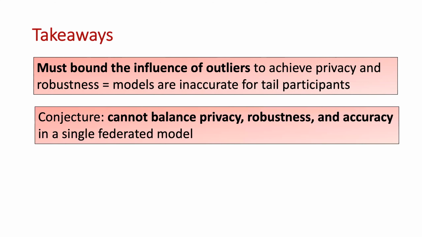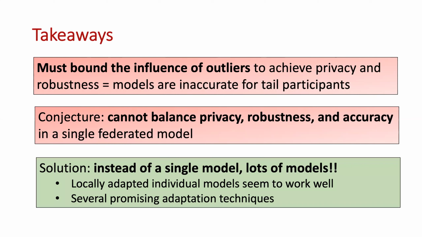The second thing that follows from this, and I'll call it a conjecture because I don't have a proof of this, is that in a single federated model, you will not be able to balance privacy, robustness, and accuracy. Something will have to give. If you're achieving privacy and robustness, you will not have tail accuracy. If you have tail accuracy, I will be able to inject a backdoor into your model, or it will leak some information about some tail participants' training data. If this conjecture is true, then we will not be able to solve these problems with a single model.